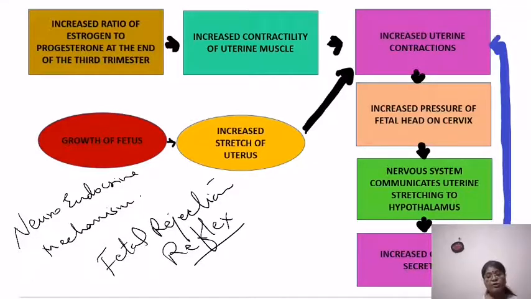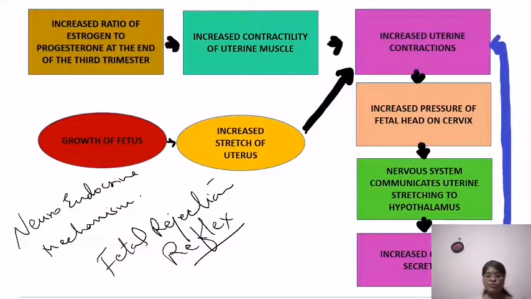So there are two things which are acting. One is the growth of this fetus. Okay, so what do we see here, that there is an increased ratio of estrogen and progesterone at the end of the third trimester. Third trimester means 9 months. Now increased contractility of uterine muscles happens at this time.